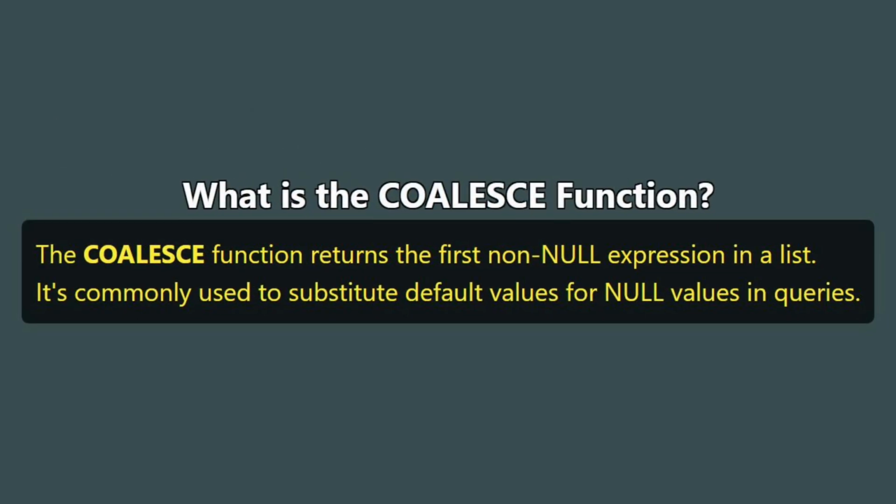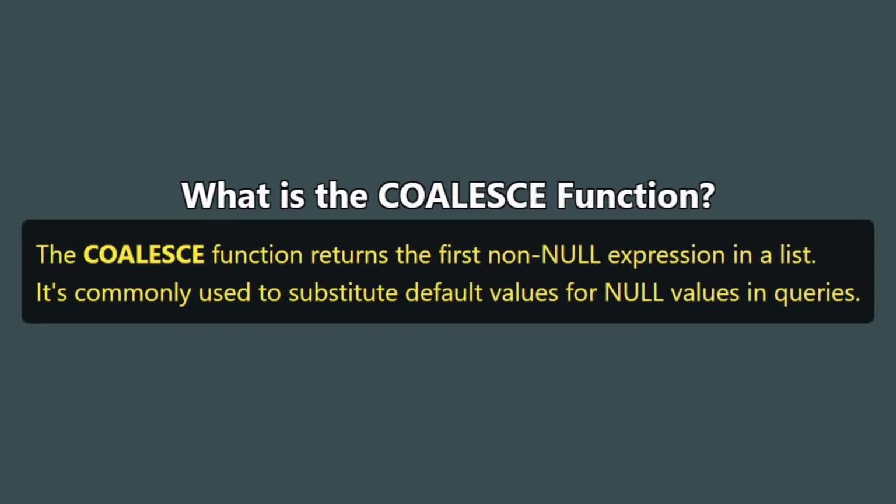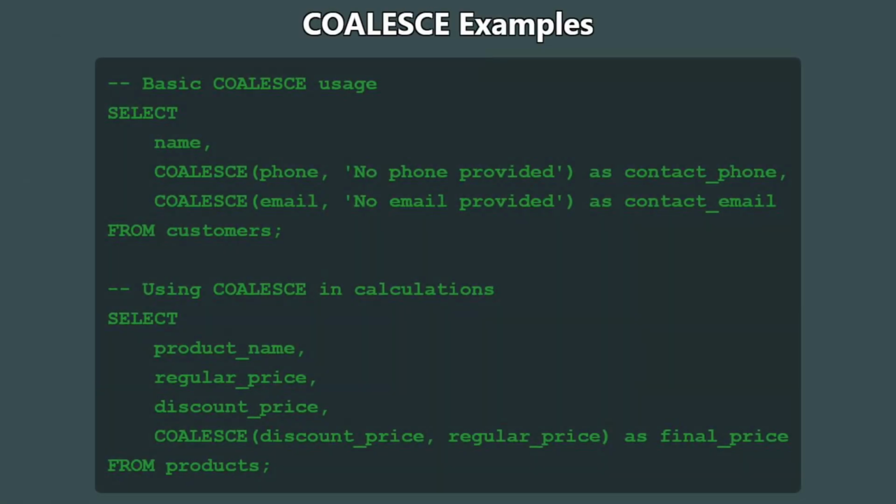Next question: what is the COALESCE function? COALESCE returns the first non-null expression in a list of expressions. It is an elegant solution for handling null values in your queries, allowing you to substitute default values when the data is missing. Here are two practical examples of the function.